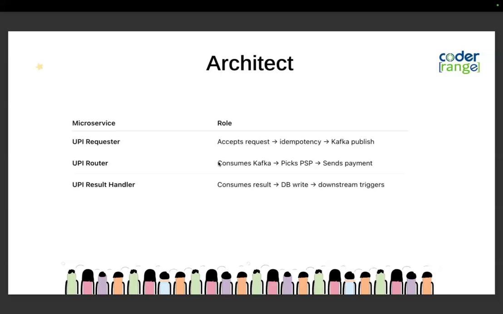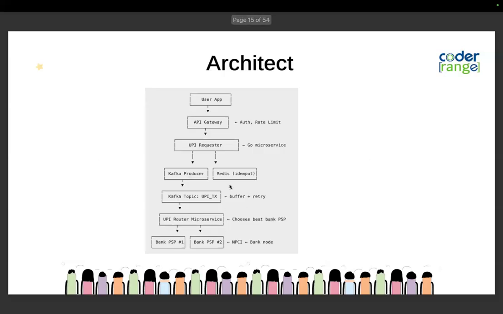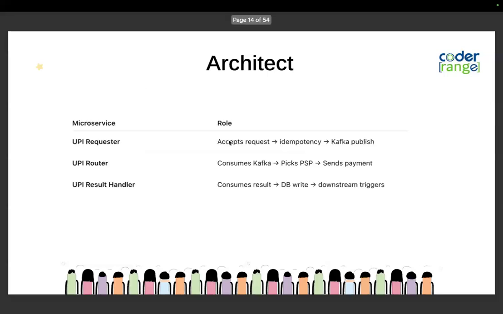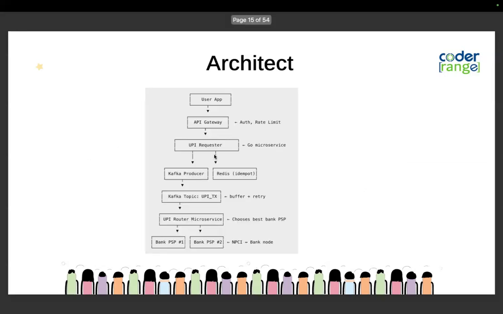But now most of us will ask this question. If you see this actual architecture, the user app will interact with the API gateway, then with the UPI requester. As I told you, the UPI requester is the main resource service. You can see that it will send a message through a Kafka producer. What they have done in Paytm is completely migrate this UPI request into Go microservices. And then the Kafka producer will generate a topic, let's say UPI transaction.